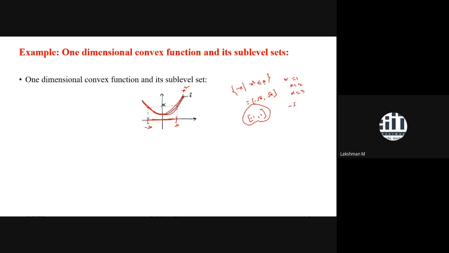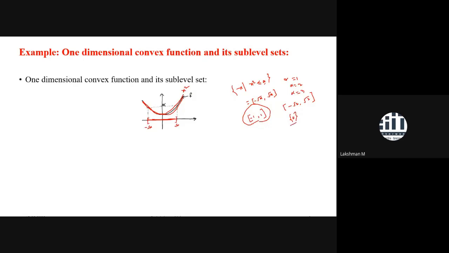It would be minus square root of 2 up to square root of 2. So again, it is a convex set because it is an interval. And if you take alpha equal to 0, then it would be a singleton set. A singleton set, again, happens to be a convex set. So that one is a trivial result.